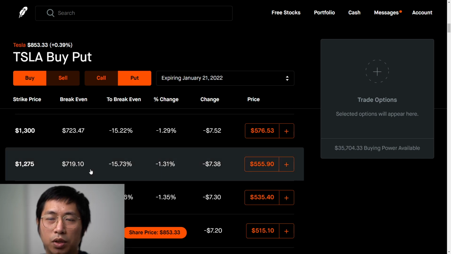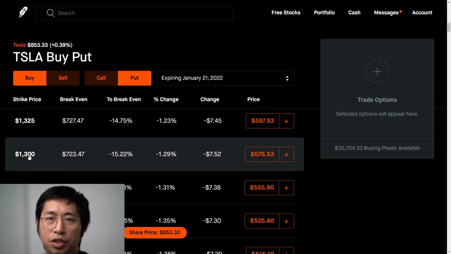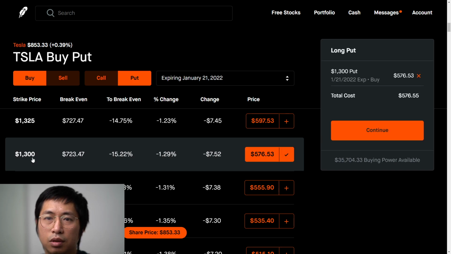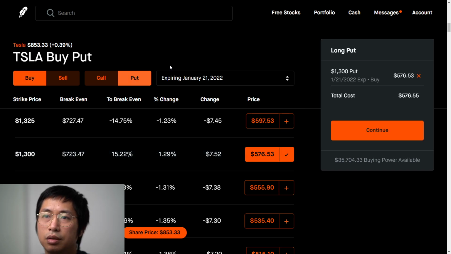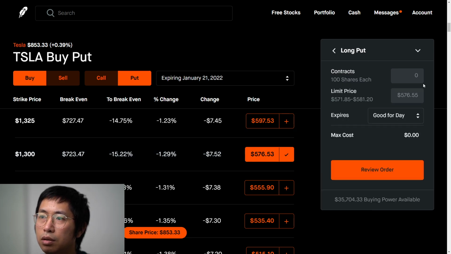So in order to play it more safe, we can choose a higher strike price, let's say $1,300. So we are buying a put expiring January 21st, 2022, strike price of $1,300, break-even price of $723. One contract applies to 100 shares each. The price, $576.55 times 100 shares, that's $57,655.